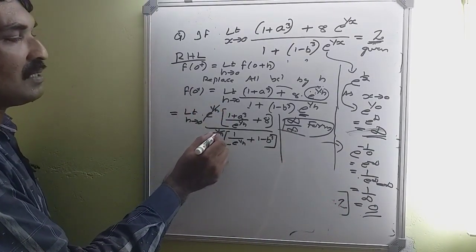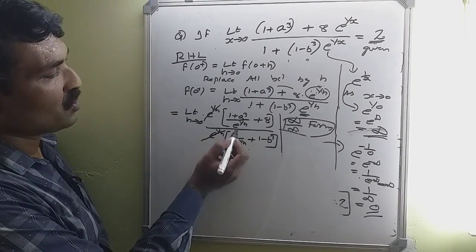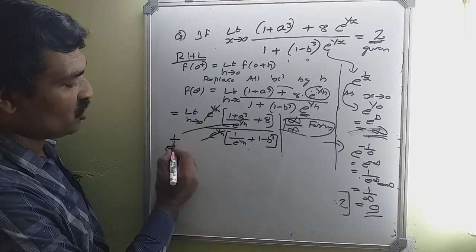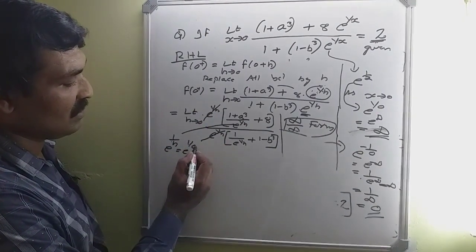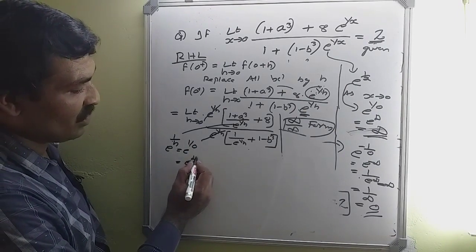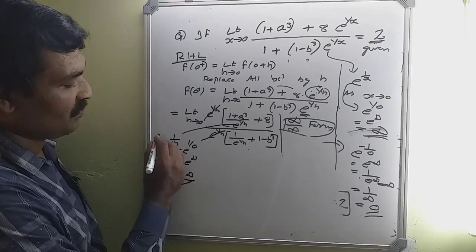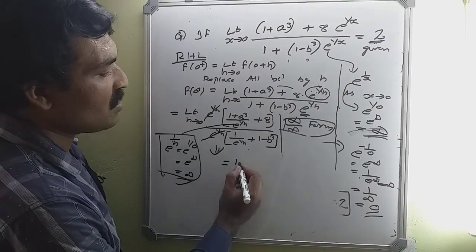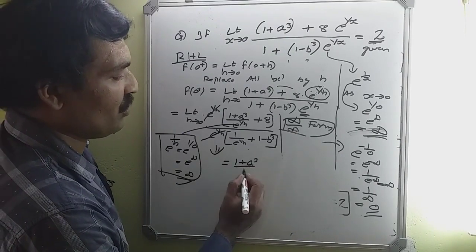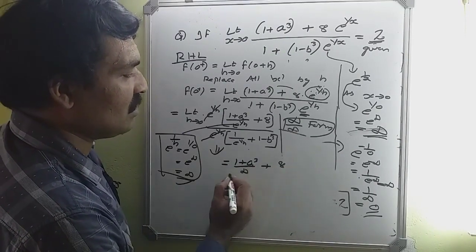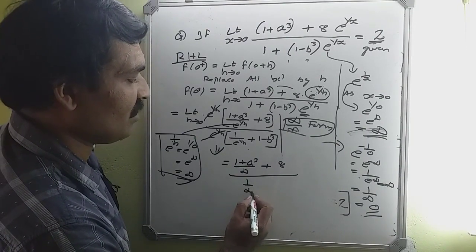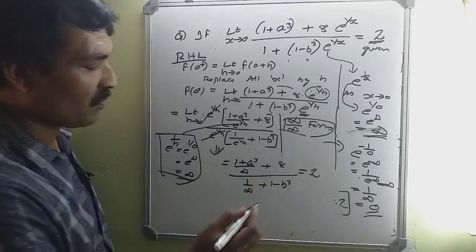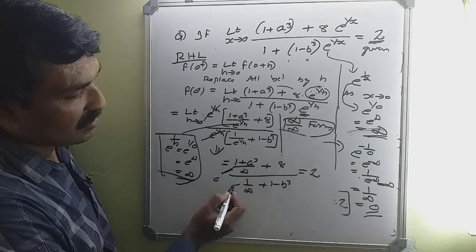This and this term get cancelled. What is the value of e raised to 1 by h? E raised to 1 by h is equal to e raised to 1 by 0, which is equal to e raised to infinity, that is equal to infinity. Now this is equal to 1 plus a cube by infinity plus 8 divided by 1 by infinity plus 1 minus b cube, that is equal to 2. This term is equal to 0 and this term is equal to 0.